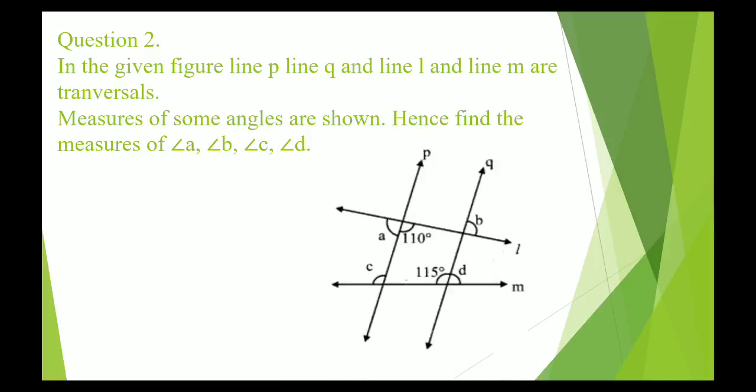Now, question number 2. In the figure, line P is parallel to line Q, and line L and line M are the transversals for lines P and Q. Measures of some angles are shown. So one angle is 110, another angle is 115. Find the values of angle A, angle B, angle C and angle D. So we have to find these values. Here I specified angle E for solving the sum.